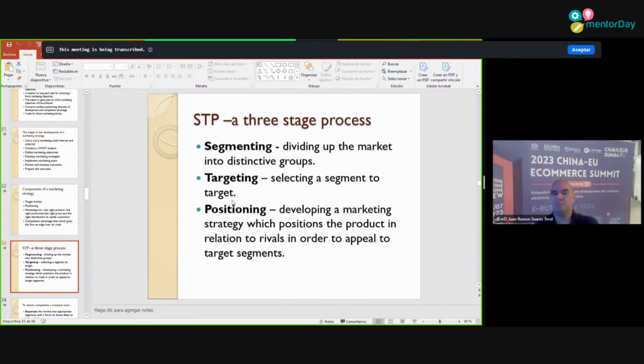Perfect. So having targets is extremely important. If we don't have the targets, we are going to try to reach everybody in the market, and that is impossible. That is not a good approach for our business plan.